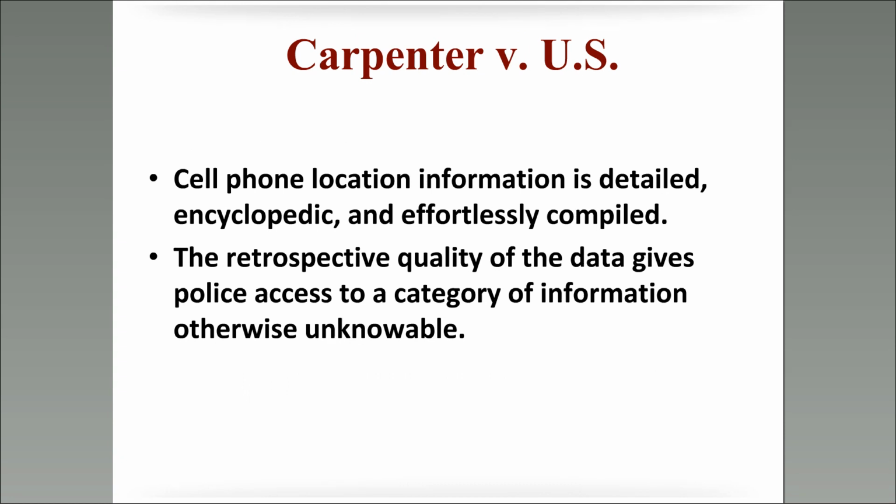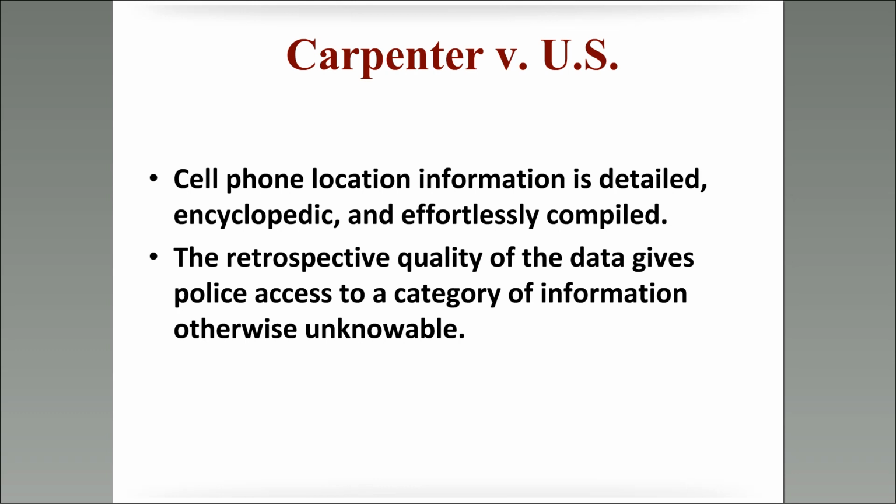So in the Carpenter case, the Supreme Court actually suppressed the evidence. And the way they did it was really new or novel. They started with an idea that I think we can all agree with, and they talked about how detailed cell phone records can be. They were talking generally about tracking information, where they said that the tracking of people through their cell phones can give you detailed, encyclopedic information, and it's effortlessly compiled.